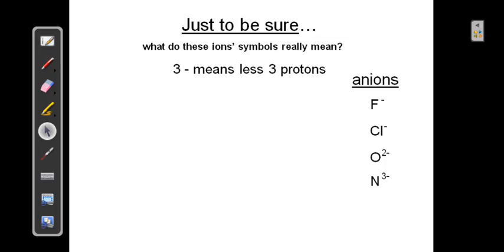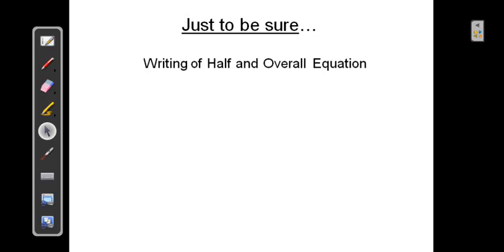So always remember, cations, all the plus ions, will receive electrons in order to be discharged, whereas the anions will give off electrons in order to be discharged and be neutral again, be the atom they were before. So that is what these negative signs mean. Because it is very important when you write your equation. So that is another issue that we like to discuss today, writing of half and overall equations.